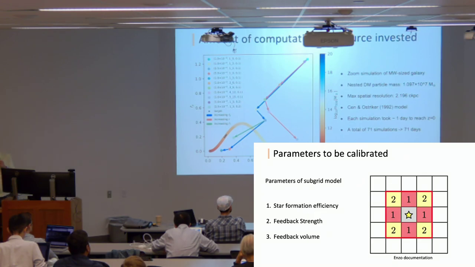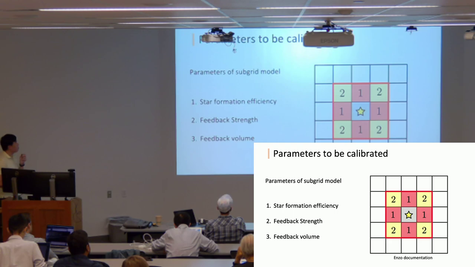So for more details, in the model itself, I've only calibrated 3 particular parameters. The star formation efficiency, which is the conversion of gas into stars, the strength of the feedback, and the volume in which the feedback is being injected. So in this model itself, there's the degree of freedom where you can choose how the feedback is being injected into the grid.